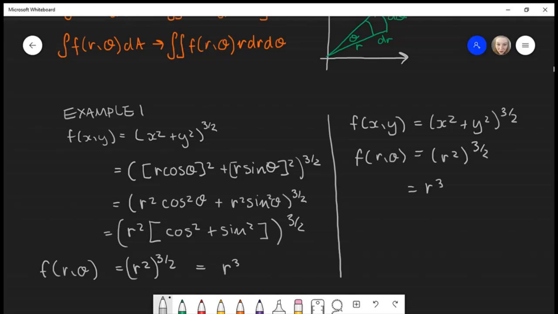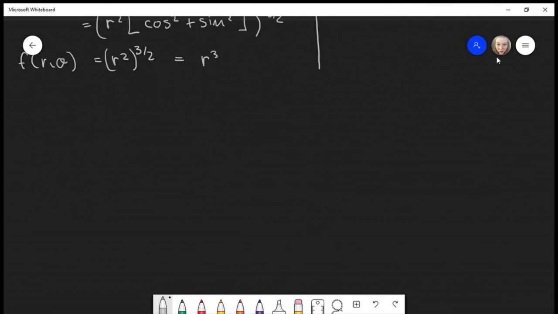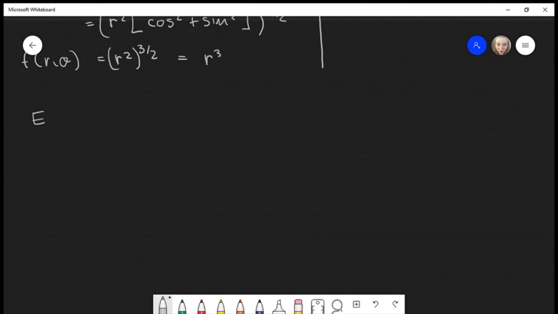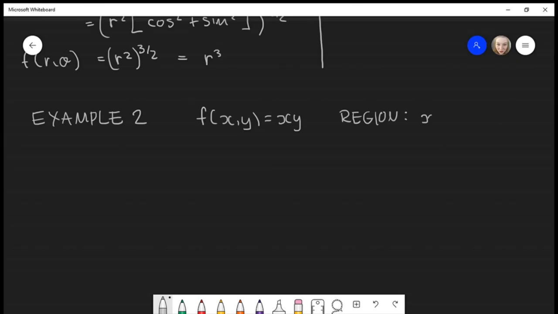Let's try an example where we then integrate over the area. So we'll do example 2. In this example, we have a function in Cartesian, which is just xy, and we have a region: x squared plus y squared is smaller than or equal to 1, x is greater or equal to 0, and y is greater or equal to 0.